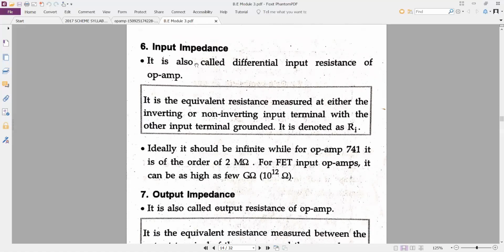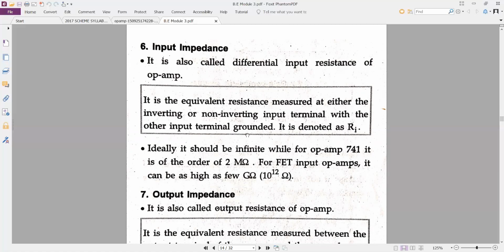It is also called the differential input resistance of the op-amp. Let us define it. It is the equivalent resistance measured either at the inverting terminal or at the non-inverting input terminal with the other input terminal grounded, and it is denoted as RI. I repeat, it is the equivalent resistance measured either at the inverting terminal or at the non-inverting input terminal with the other input terminal grounded.